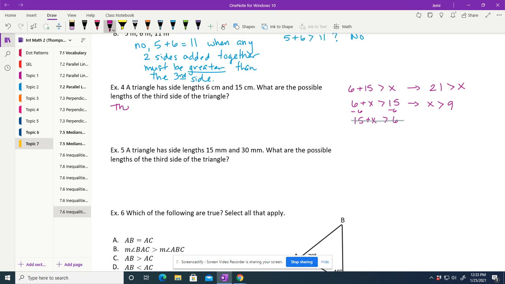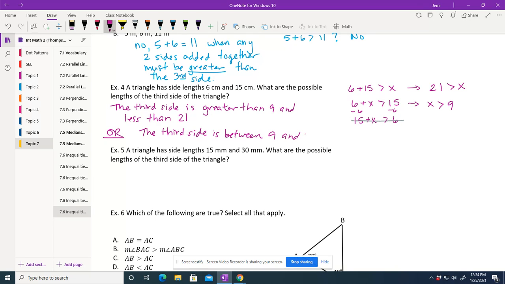So the third side is greater than 9 and less than 21. Or you could say the third side is between 9 and 21. And let me include my units in here. 9 and 21 centimeters.